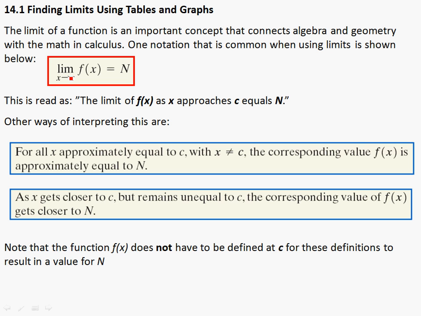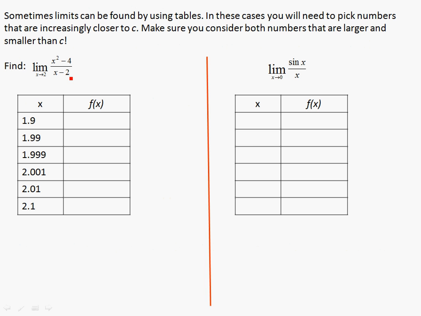So what I'm trying to say is that to have a limit, you don't have to have a function that's defined at the point that you're interested in. And often, actually, it's because we're not sure what happens there, because we don't have a defined function. That's why we're going to take a limit. So there are different ways that you can get a limit. You can get a limit sometimes by using tables.